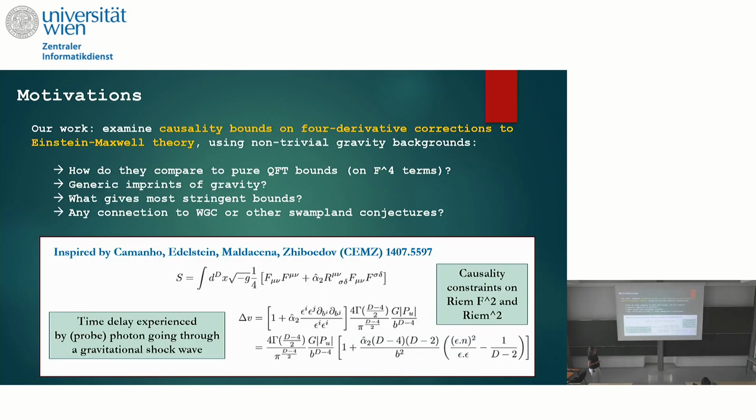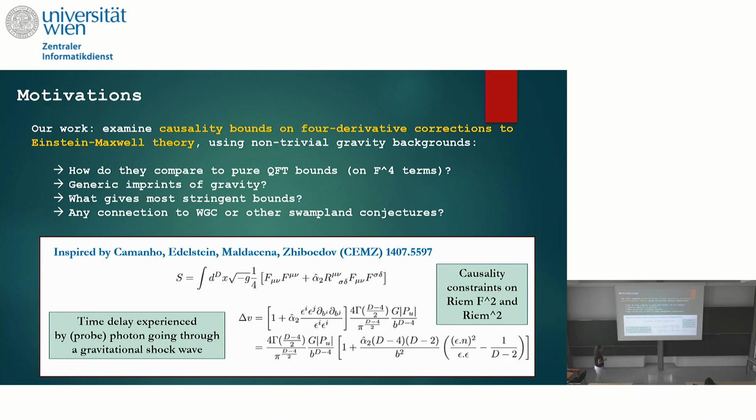So our work falls within this set of ideas, and in particular, we wanted to look at, as a starting point, four derivative corrections to Einstein Maxwell theory in the presence of gravity. We were largely inspired by a very beautiful paper by Camanho, Edelstein, Maldacena, and Zhiboedov that came out over 10 years ago now, where they were focusing on a particular higher derivative correction to, in this case, Einstein Maxwell. They don't have the Einstein term there, but that's what it is. And they have arguments based on causality that tell you something about this coefficient.